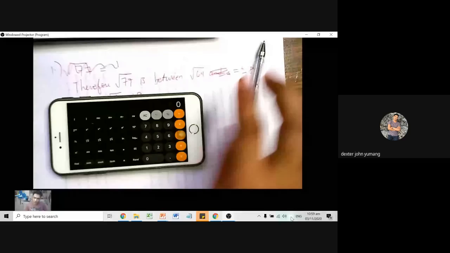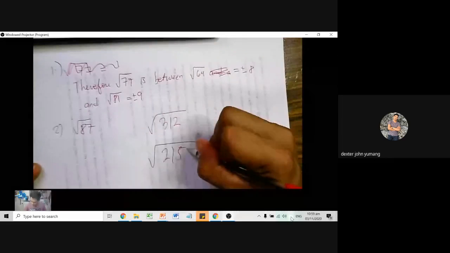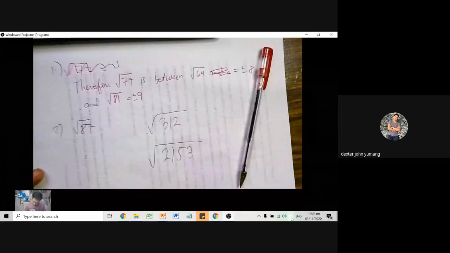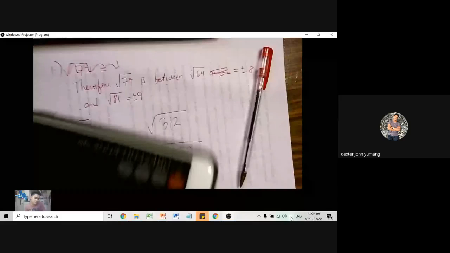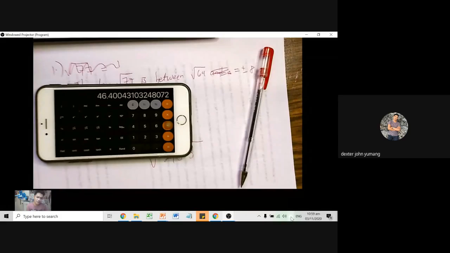What if mas malaki pa talaga? Between square root of 2,153. What do you think? Between 46 and 47. Easy lang, no? So that ends our lesson for this week.